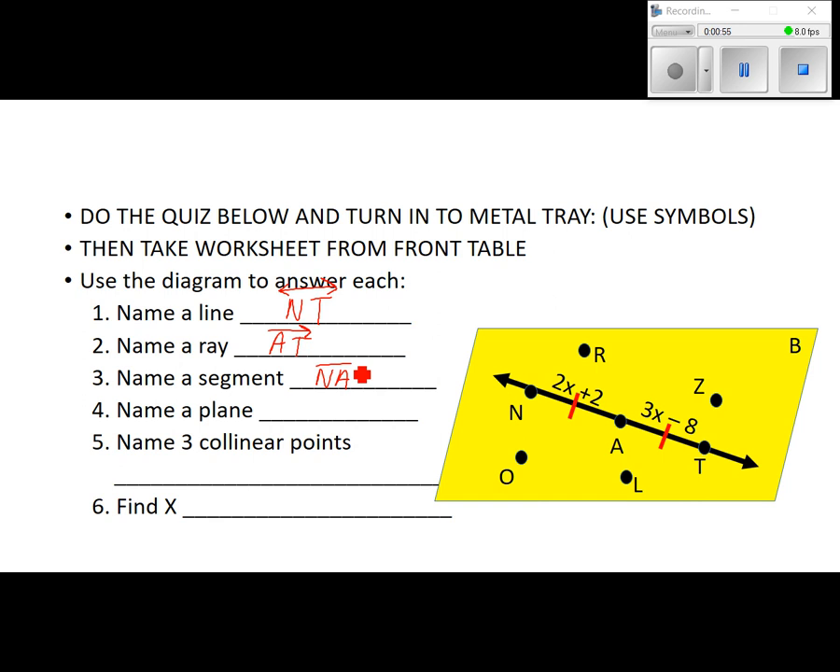Name a plane. Don't name it plane B. Make sure you're right now.